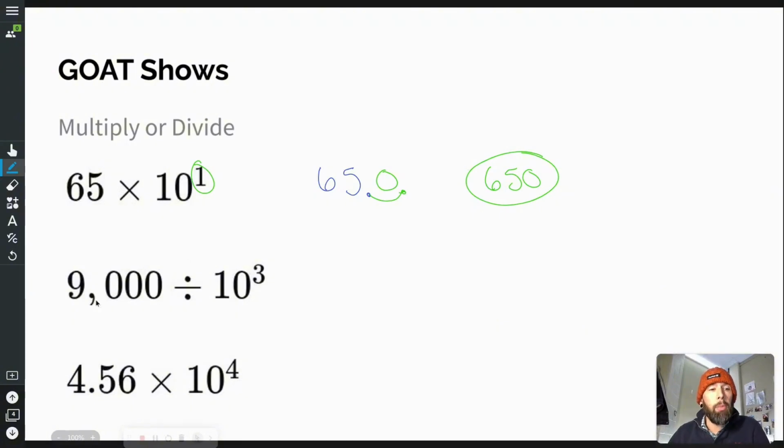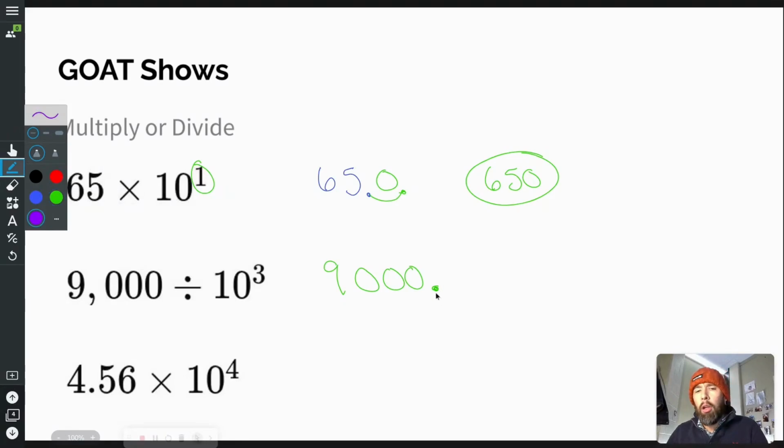Okay, not so bad. Now we have 9,000. The decimal should go there. When you divide by 10 to the third, you're going to make your number smaller. So go left 1, 2, 3, and your decimal should be there.